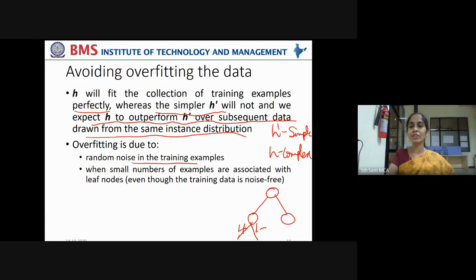Or when there is no sufficient training example, you have to stop here. You can't expand the tree. In that case, what happens? There are a small number of examples associated with the leaf nodes, and it can't expand the tree further because no sufficient training examples are given to further classify them. So overfitting happens in 2 instances. One is when there is random noise in the training examples, and one is when there are fewer training examples at the leaf node, or insufficient training examples provided to the model to learn from.